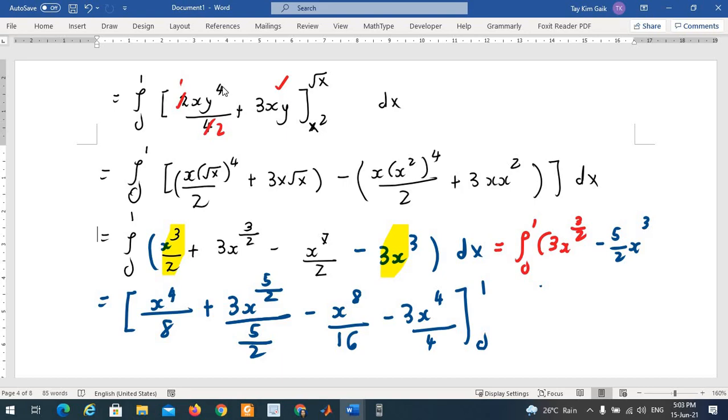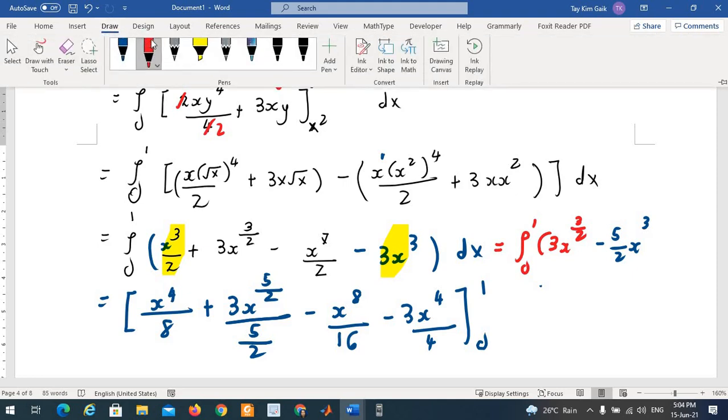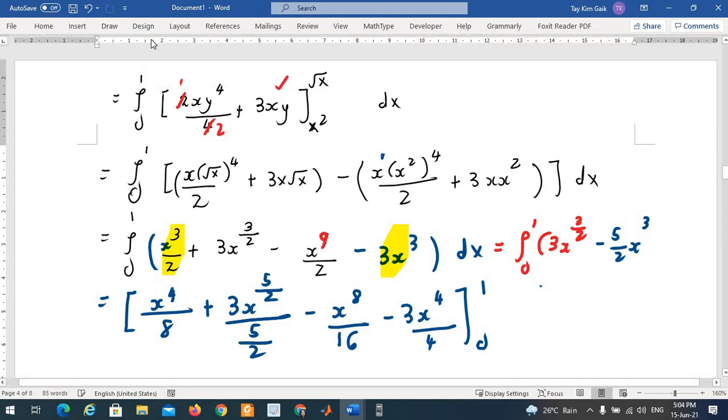Here, the mistake is here. Okay, x squared to the power 4, 2 times 4 is 8. So, okay, this one more. Okay, the mistake is here. This is 9. This term. Okay, and then, so this one is correct.